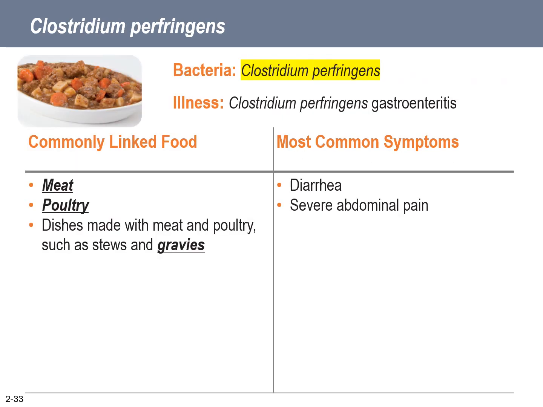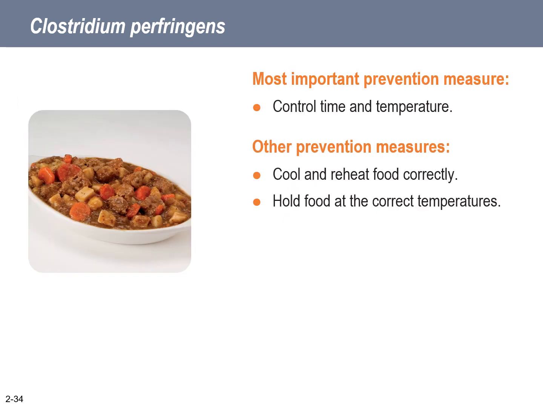Clostridium perfringens, sorry if I pronounced that wrong, but it's commonly linked to meat, poultry, and dishes made with meat and poultry, such as stews and gravies. Most common symptoms are diarrhea, and you can have severe abdominal pain. Once again, control time and temperature, cool and reheat food correctly, and hold food at correct temperatures.